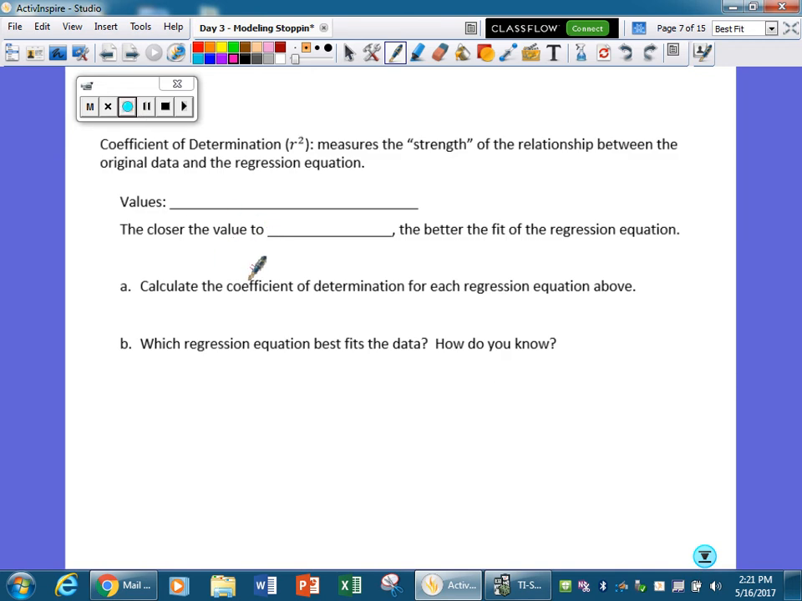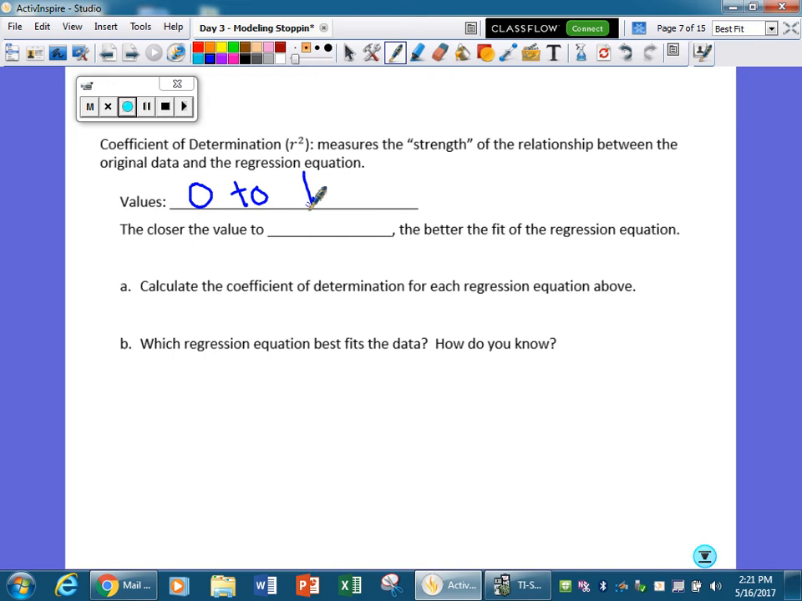So we're just doing these 2 questions right here. The R squared is called the coefficient of determination, okay? And again, it'll appear after or before the R when you find your stat. It measures the strength of the relationship between the original data and the regression equation, okay? The strength is the difference here. Now, here's something else that's different. The values of R squared range from 0 to 1. There are decimals in between, of course, but there's no negatives this time.